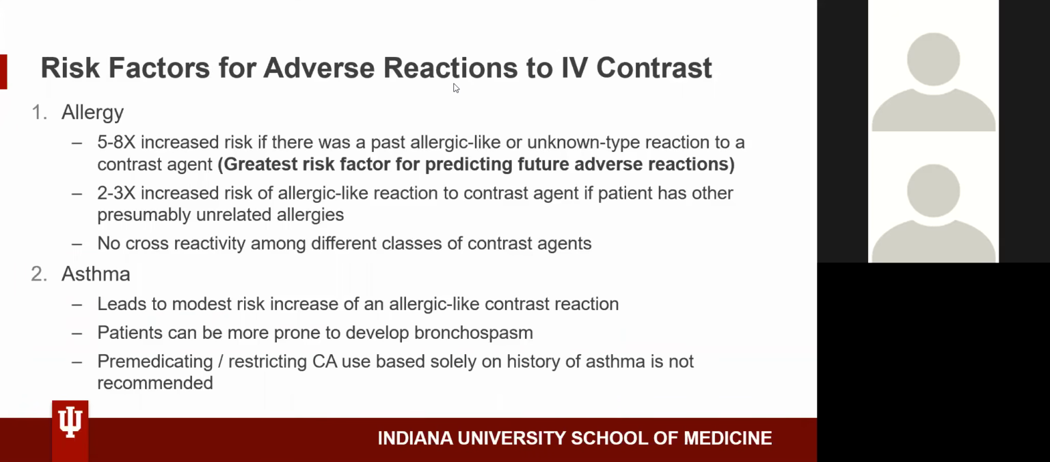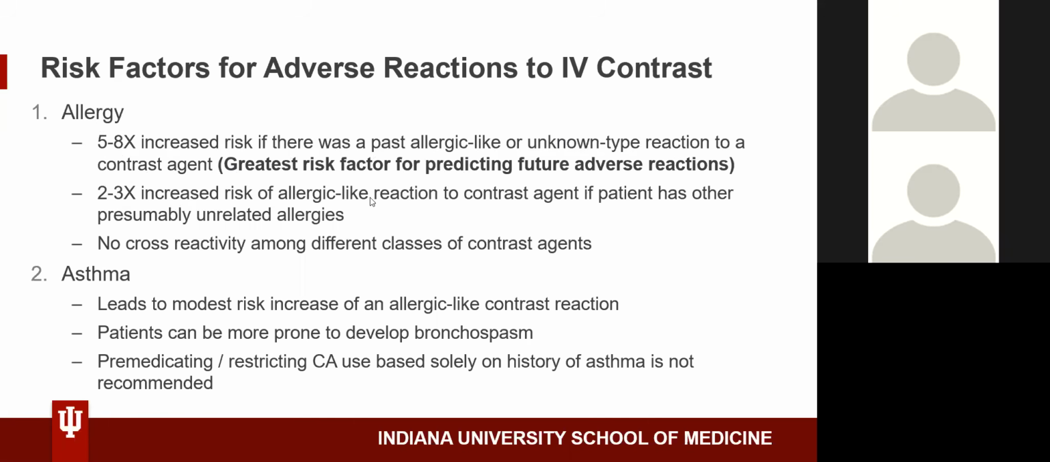So since we're talking about adverse reactions to IV contrast, it's important to talk about risk factors. Really, the number one risk factor, it's pretty intuitive, is allergy. So there's a 5 to 8 times increased risk if there's a past allergic-like reaction or a known type reaction to a contrast agent, which again, it makes sense. If you had an allergic reaction to a GBCA in the past, it's definitely more likely that you're going to have another reaction to one in the future.